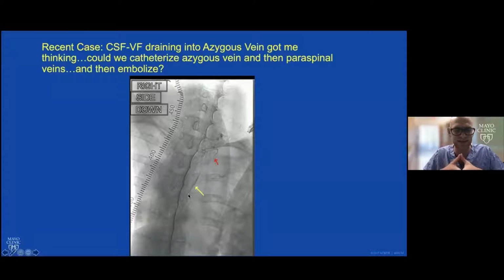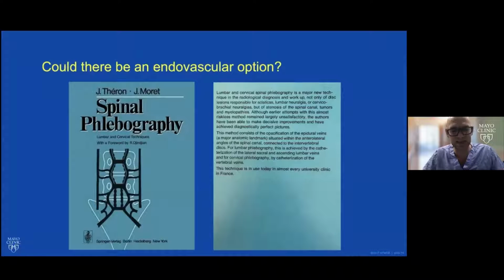This case, which occurred during the COVID shutdown in early 2020, got me thinking about whether there is a way to just get into these veins and block them off with glue from an endovascular point. Then I started doing some digging and came across this great book on spinal phlebography by Professor Theron, who's still working in Spain, I believe, and Professor Moret, who's still working at the Bicêtre Hospital in Paris.